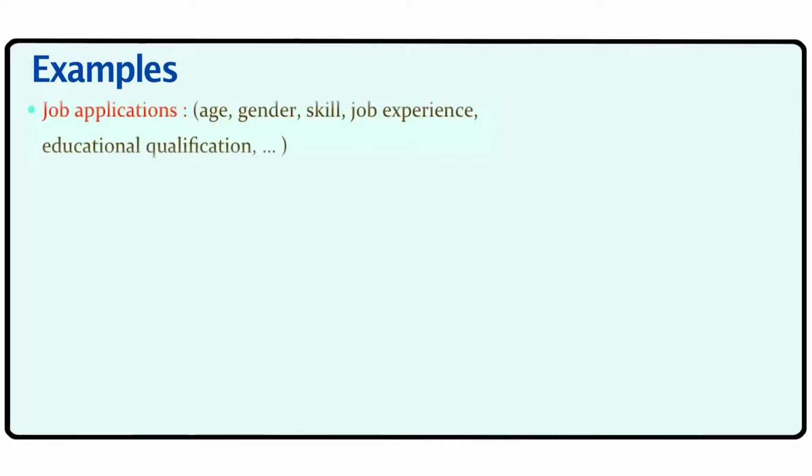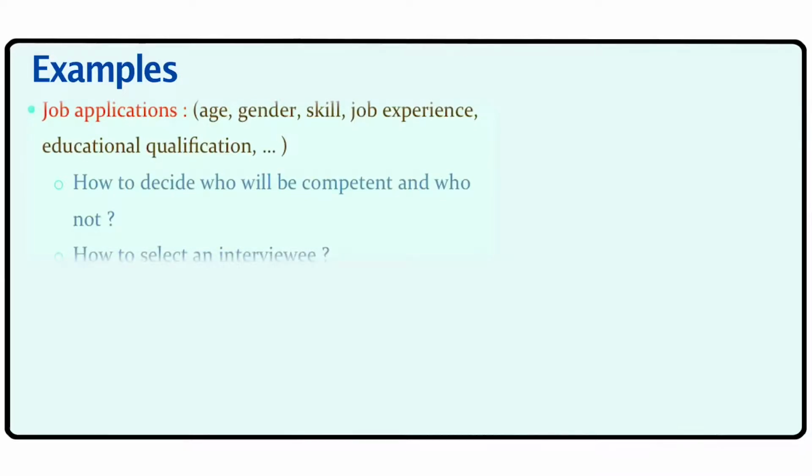Now let us look at an example. For example, we are looking at job applications. For job applications, we seek the age, the gender, the skill, the job experience, educational qualifications, and other qualifications of the individuals applying for the job. The question here is how to decide who will be competent for the job and who will not be competent for the job. So how to discriminate between the competent group and the not so competent group. That would be the discriminant analysis part.